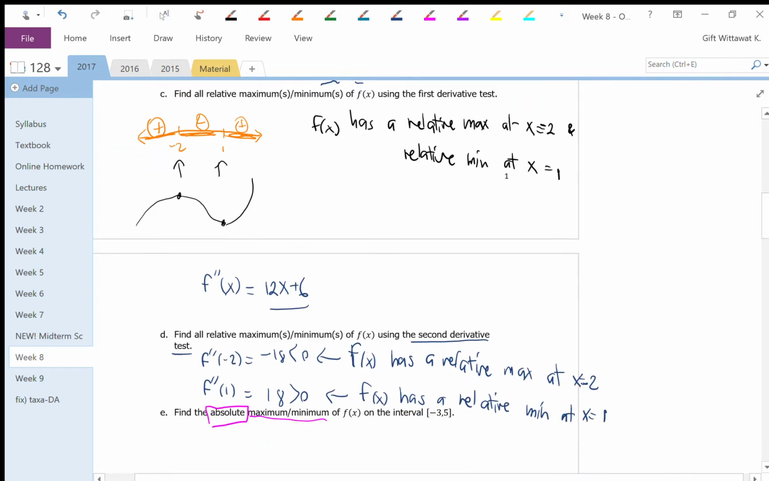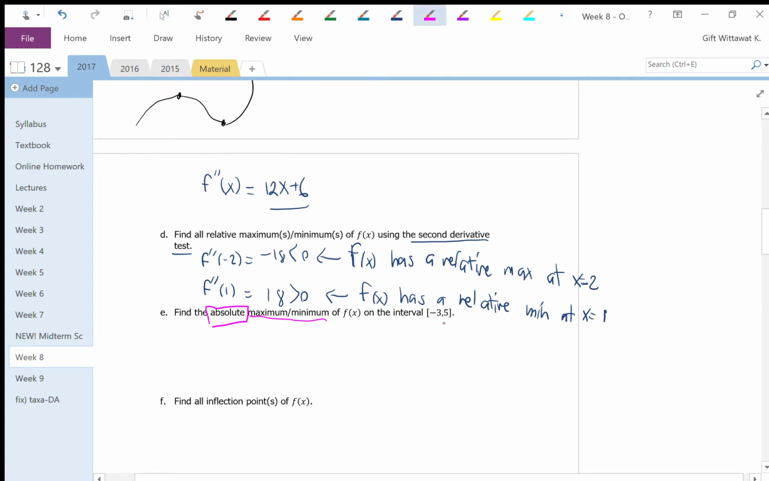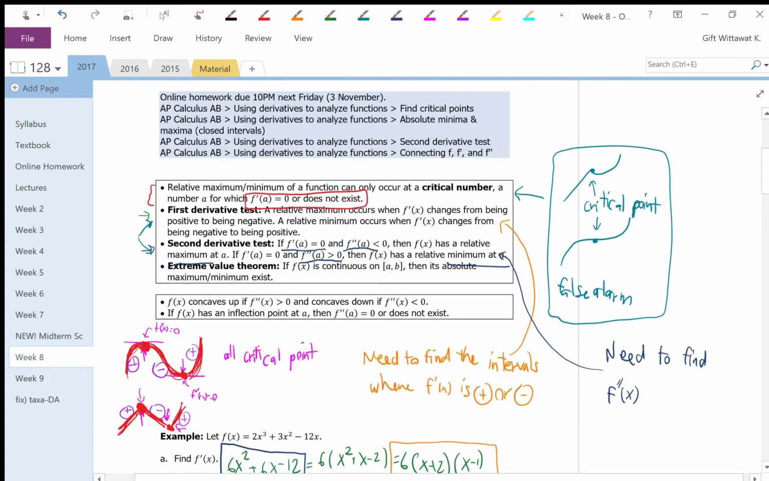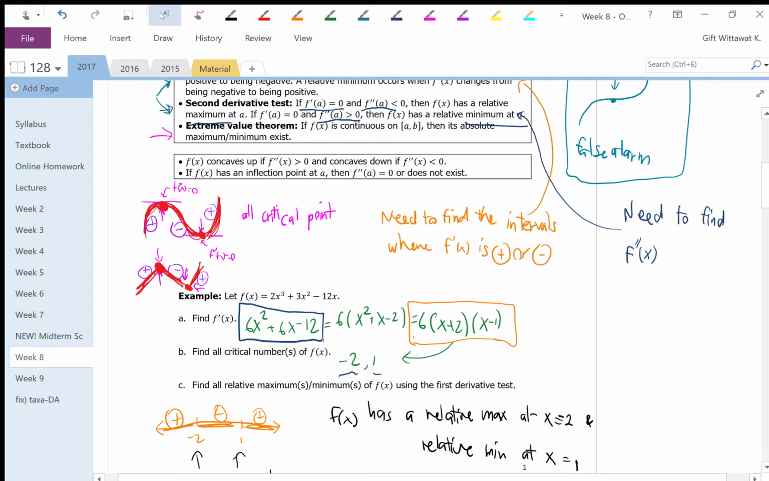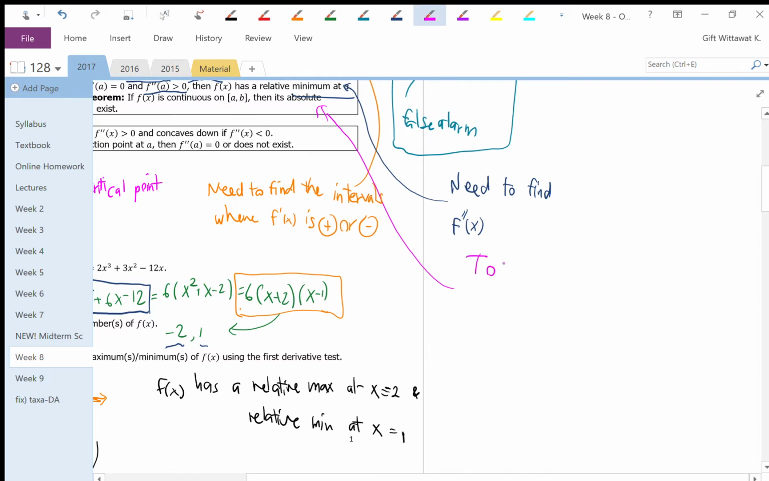Now, how do you find the absolute min and max of a function on an interval? Well, you have this theorem. The extreme value theorem says if a function is continuous on a closed interval, then the absolute maximum and absolute minimum exist. So to find that, what that means is to find the absolute min and max of a function on the interval.